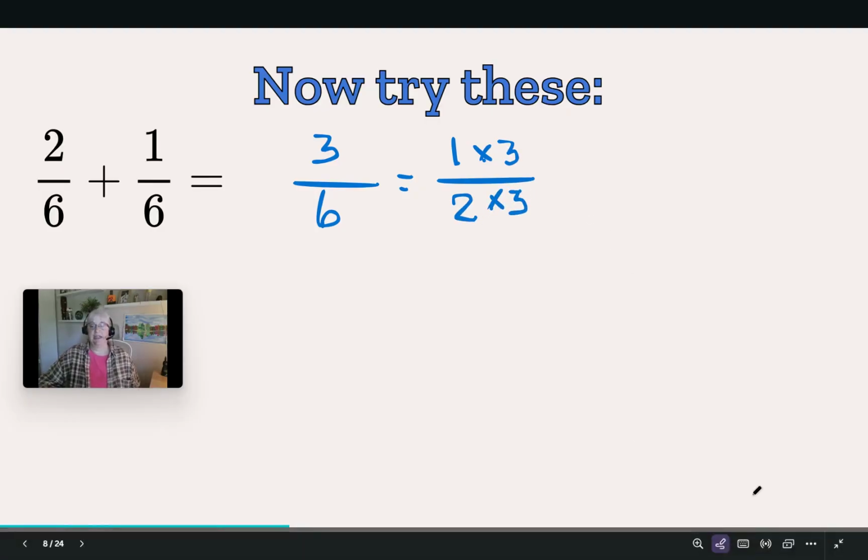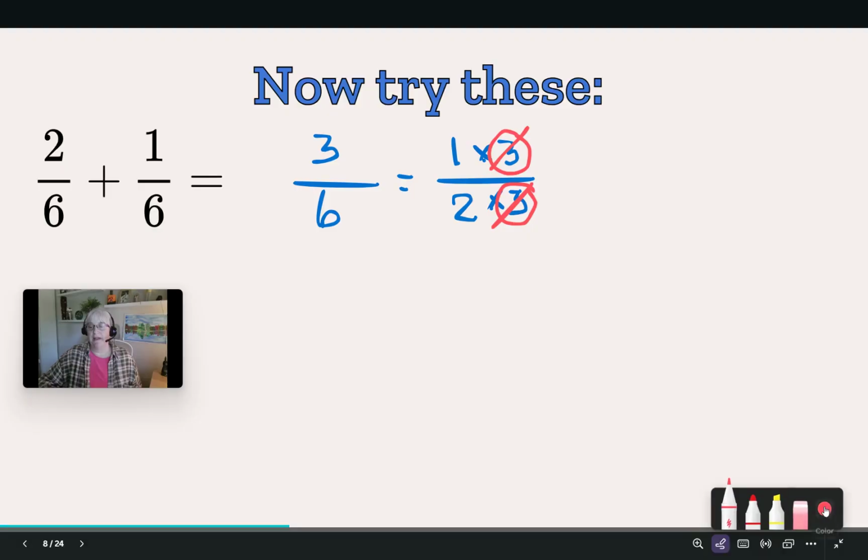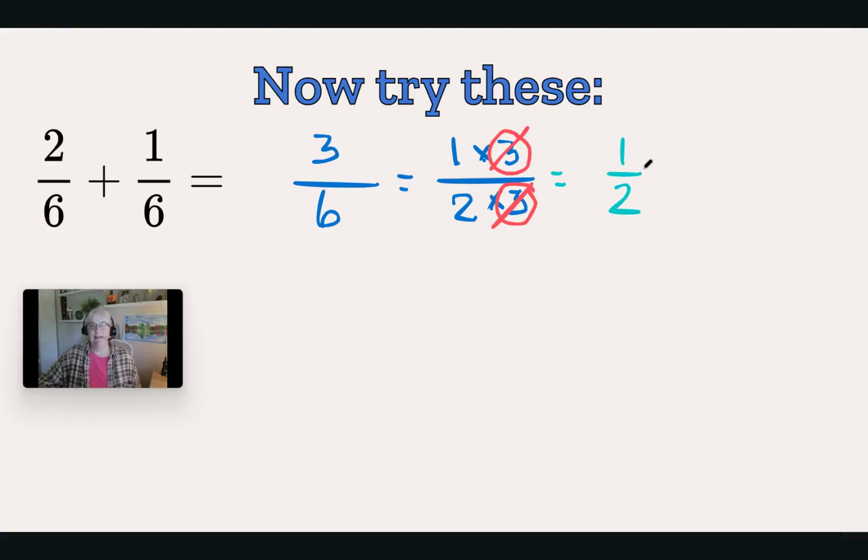I see factors that are the same in the numerator and the denominator. I see the number 3 here in the numerator, and I see the number 3 in the denominator. When I have numbers that are the same in both, they cancel each other out. To simplify the fraction 3/6, after removing the common numbers, we are left with 1/2. So 3/6 is the same as 1/2. That means that 2/6 plus 1/6 equals 1/2.